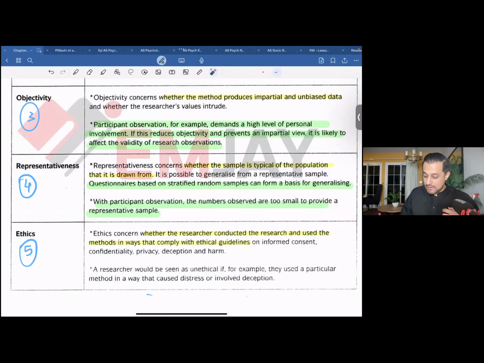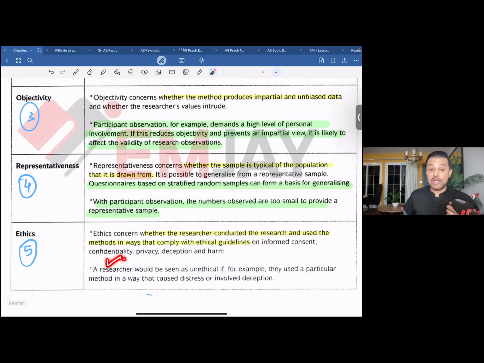When you talk about these ethical guidelines, number one, informed consent, right? If you're conducting research, make sure as a researcher that the people you're collecting data from are aware of data being collected on them. They should know that data is being collected on them. They should know about the nature, the background, the procedure, and the purpose of the research.